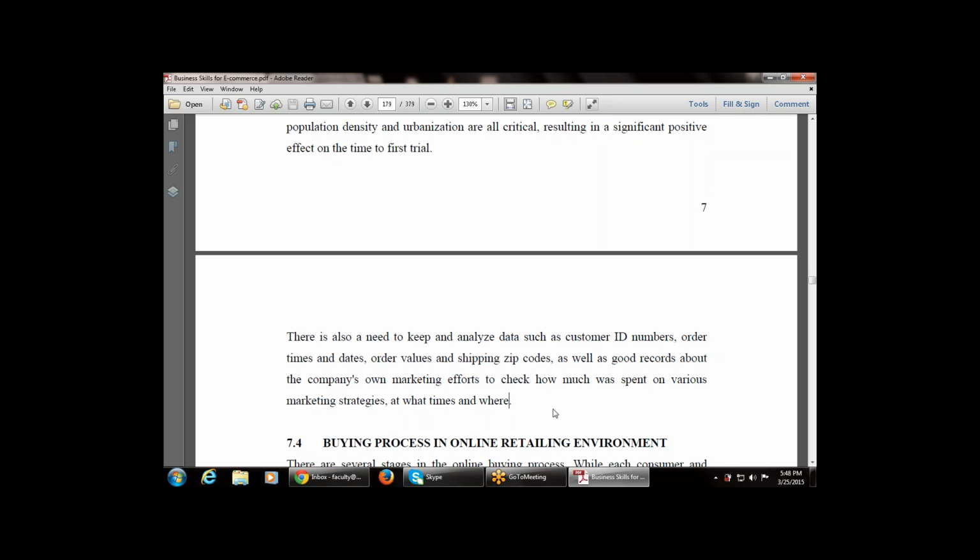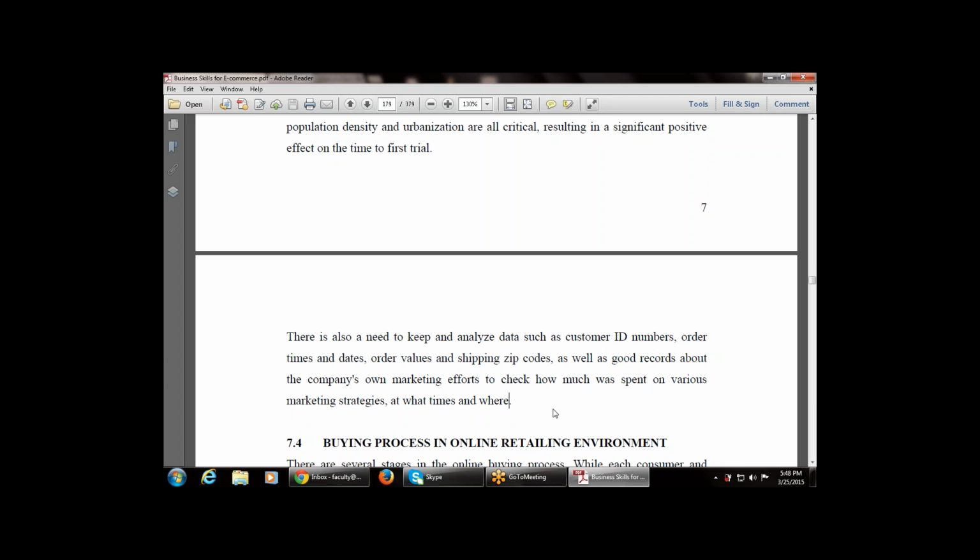Every e-retailing business has to maintain records of the customers: their IDs, their values, the quantity of their products, their zip codes. That is, each and every relevant piece of information must be stored by e-retailer businesses, so that there is no lack of security and no lack of privacy.